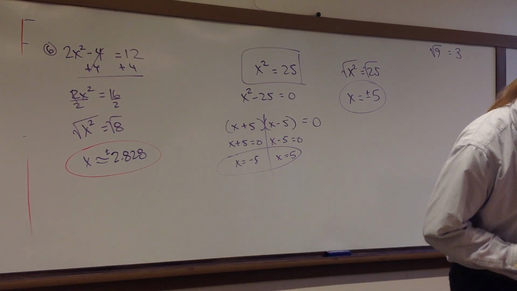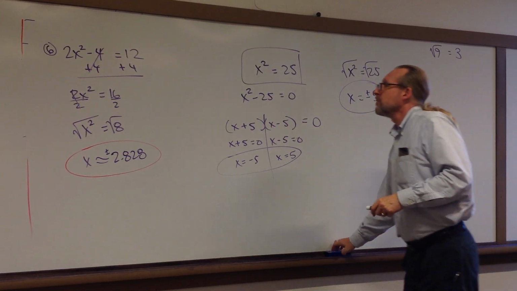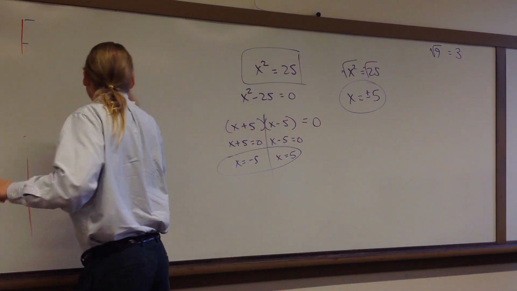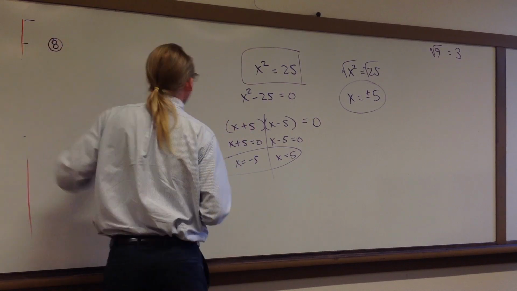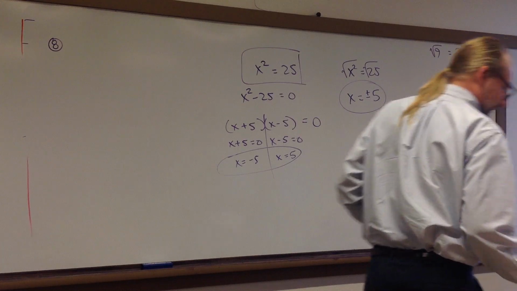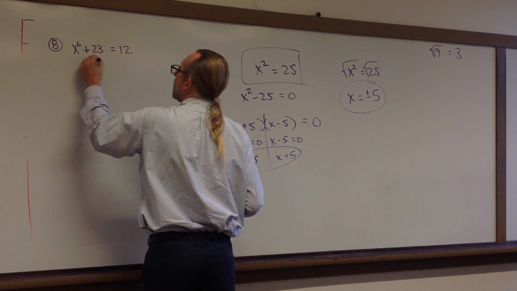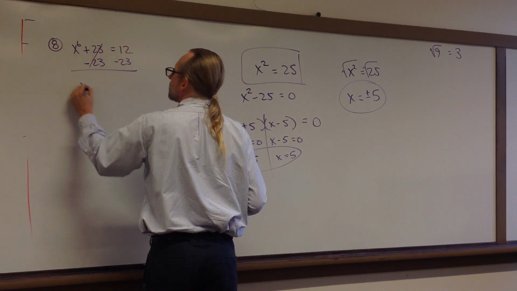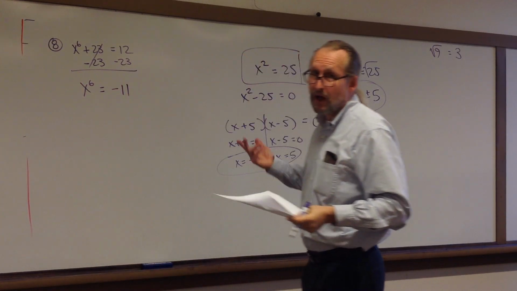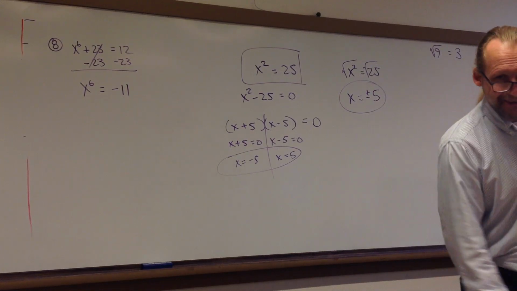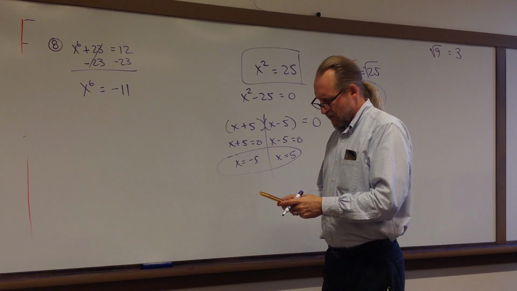Okay, let's look at a couple more here. Problem 8. Problem 8's a little bit tricky. And like I said, we will talk about this later in the term. X to the 6th plus 23 equals 12. So you subtract 23 on both sides, and you get x to the 6th equals what? Negative 11. Well, it depends on what kind of calculator you have and what settings it's on. That's going to determine what you get for an answer.